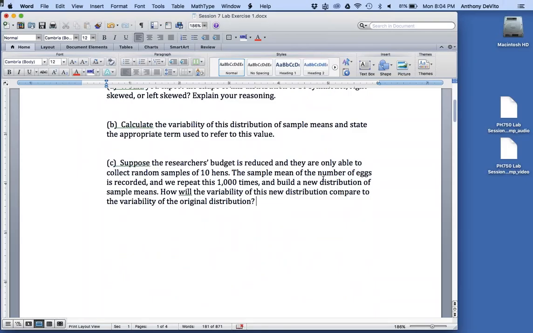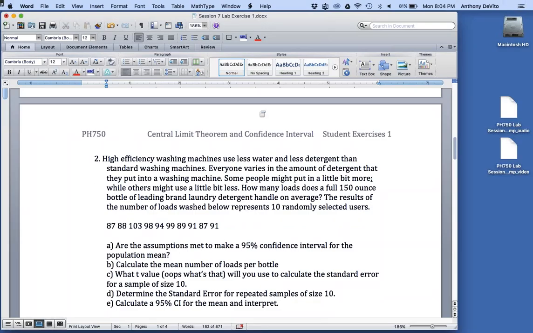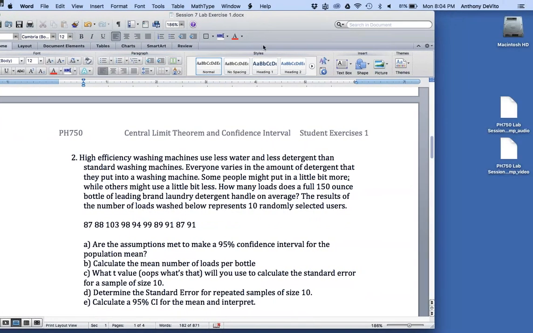The sample mean of the number of eggs is recorded, and we repeat this 1,000 times, build a new distribution. How will the variability of this new distribution of samples be compared to the variability of the original one? Well, what's going to happen? Smaller sample size, smaller square root of n, bigger standard error, and it's going to be more widely distributed, the sample results. Okay, good. So kind of reinforce what we were just talking about before.